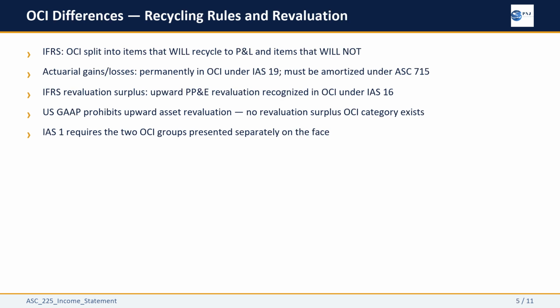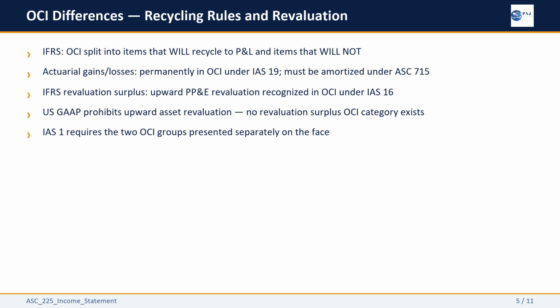The most technically demanding IFRS versus US GAAP difference involves OCI classification. Under IAS 1, OCI items are divided into two groups: those that will eventually be reclassified into profit or loss, such as cumulative translation adjustments and cash flow hedge gains, and those that will not, such as revaluation surplus and actuarial gains under IAS 19. These two groups must be presented separately on the face.